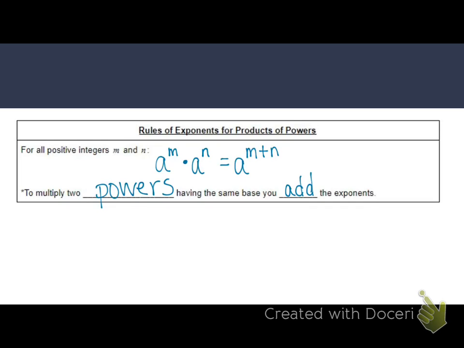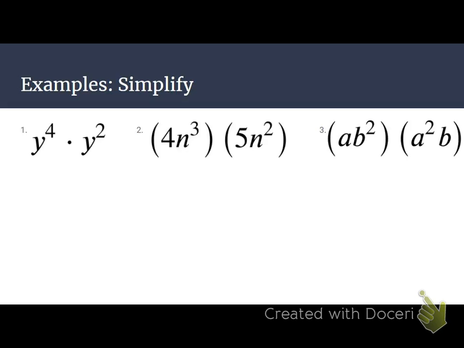Anybody need more time on this slide? Okay. Then we'll jump into our examples. On number 1, we are multiplying y to the 4th times y squared. What is our base here? Y is the base. We're going to keep that same base of y. And we are going to add the exponents. What are the exponents? No, times what? Okay, the exponents are 4 and 2. That's what's getting added. So we end up with y to the 6th power.